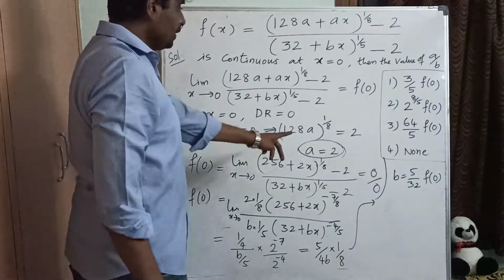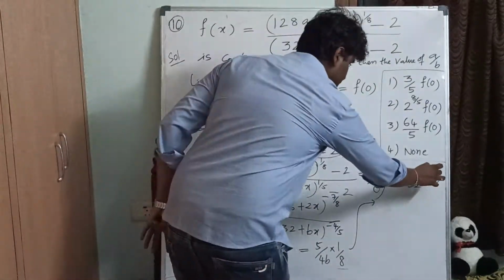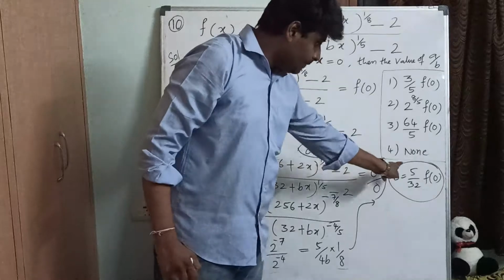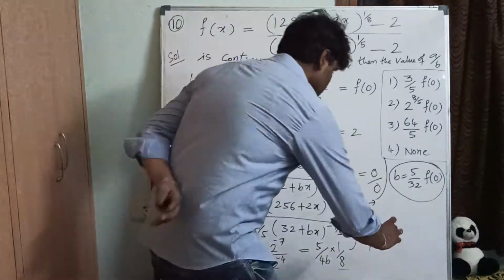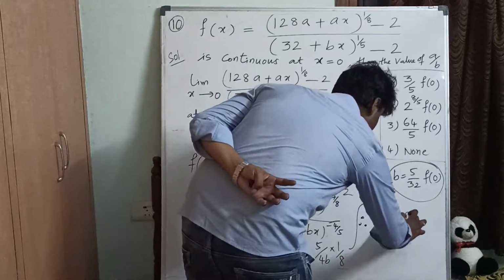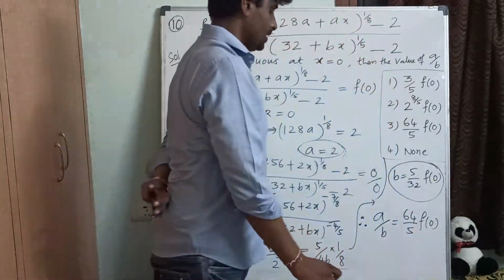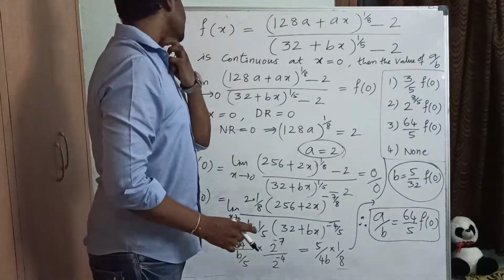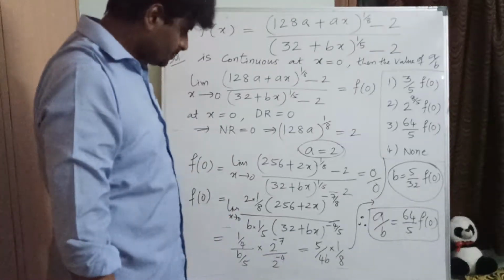That means what you are going to find is the value of a by b. So what is the value of a by b here? 2 by 5 by 32. 2 goes up, 64 by 5 into f of 0. So finally a by b is 64 by 5 into f of 0. Correct? So this is the final answer. Right? So it's very easy. Just if you know the concept and know the method, then we can make the solution fast. Correct?